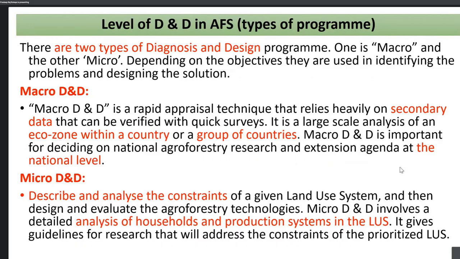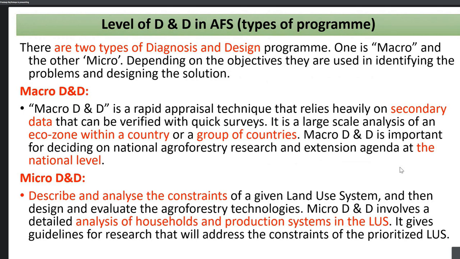And there are types of D&D and levels of D&D. What are the types? What are the levels of D&D? Or, what are the types of program in D&D? There are two types of diagnosis and design program: one is macro and the next one is micro. Depending on the objectives, they are used in identifying the problem and diagnosing and designing the solution. And there are two levels of D&D: one is macro D&D, and the second is micro D&D.